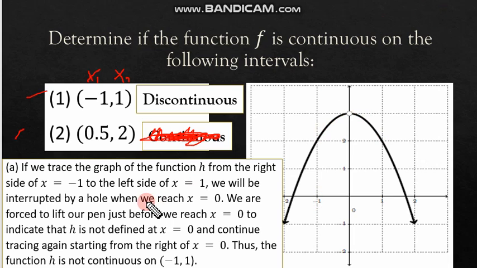Okay, for number 2, from 0.5 to 2. The 0.5 is somewhere here. So we will start at 0.5 and end at x equals 2, which is here. As we trace the graph of the function from the right side of x equals 0.5 to the left side of x equals 2, we can see that it is so smooth to trace the graph. There is no interruption anywhere in between, and therefore our function is continuous from 0.5 to 2.